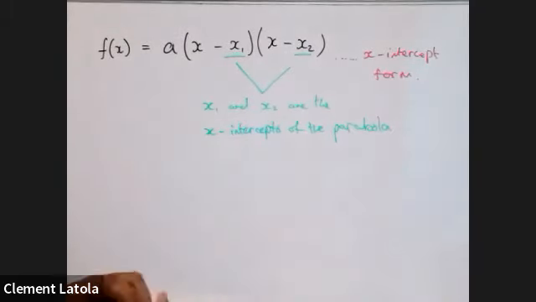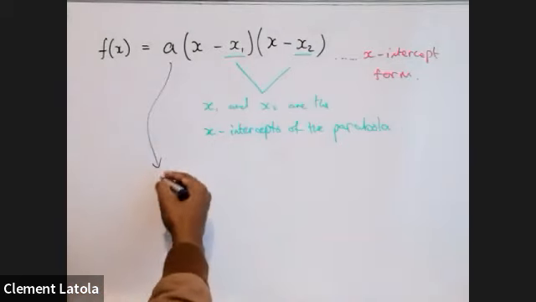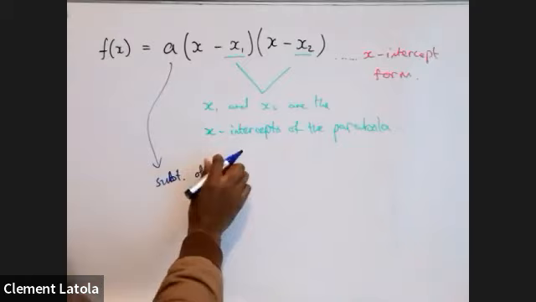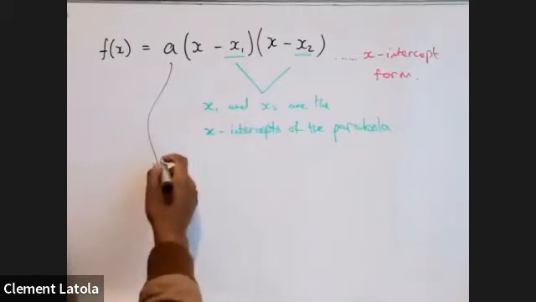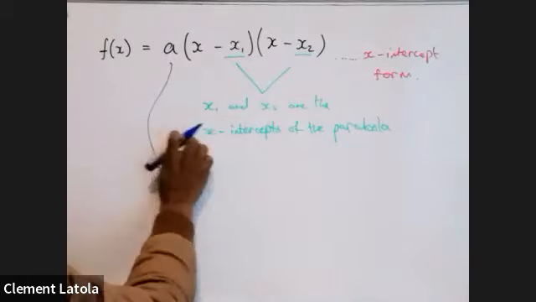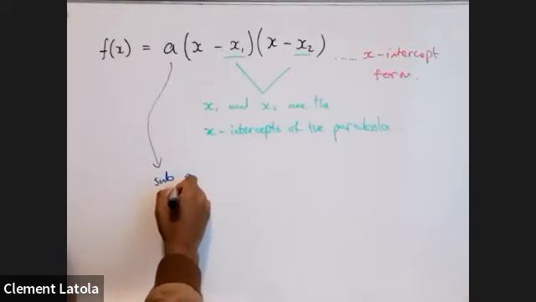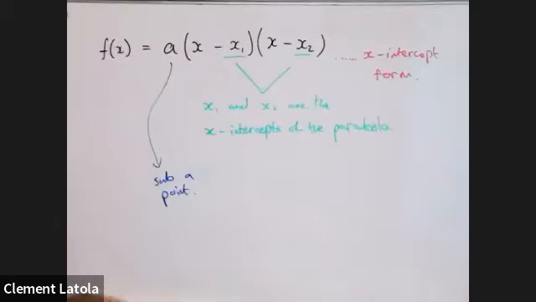Perfect. And then to work out a's value is all the same. We are just going to substitute a point. Any point that is on the graph. You just substitute any point on the graph to work out a.